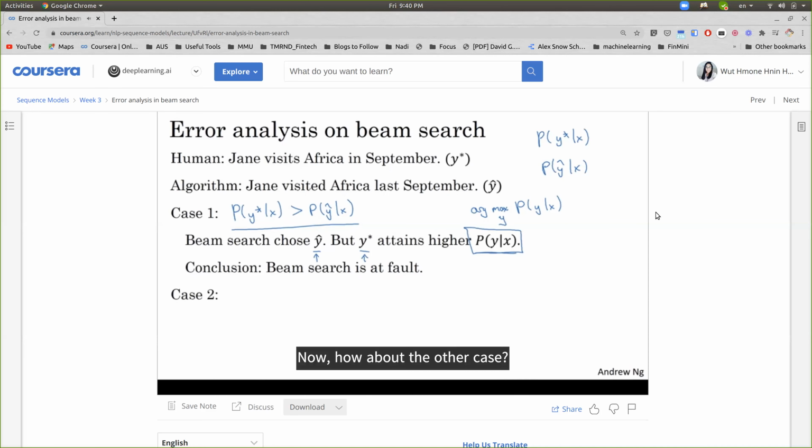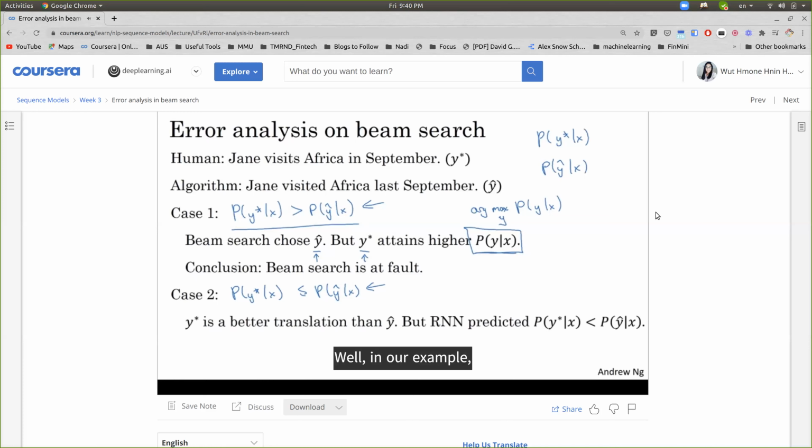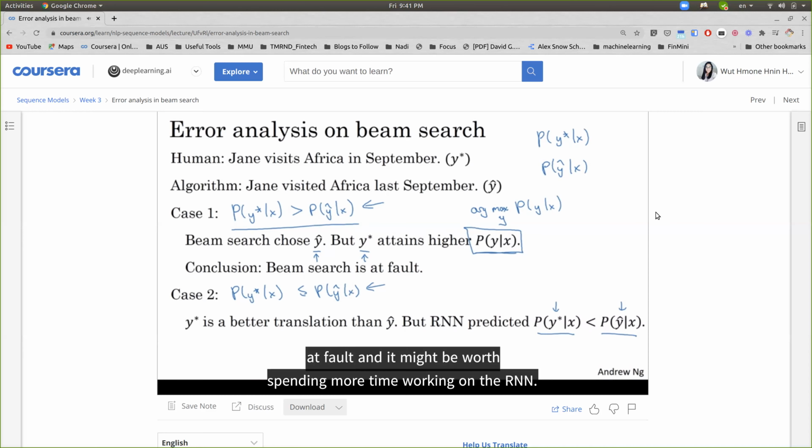Now, how about the other case? In case two, P of Y star given X is less than or equal to P of Y hat given X. Right? And then either this or this has got to be true. So either case one or case two has to hold true. What can you conclude under case two? Well, in our example, Y star is a better translation than Y hat. But according to the RNN, P of Y star is less than P of Y hat. So saying that Y star is a less likely output than Y hat. So in this case, it seems that the RNN model is at fault, and it might be worth spending more time working on the RNN.